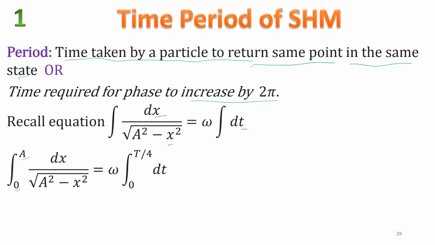So if you are considering a bob attached to a string, this is a string and a bob is attached to it, and from mean position we are going up to this position. So in this process we are having amplitude as A, and here x is increasing from 0 to A.